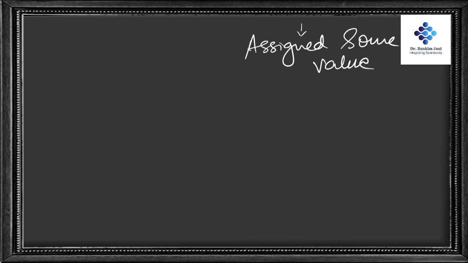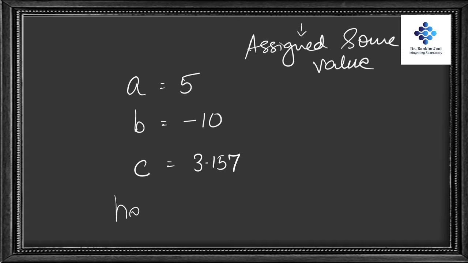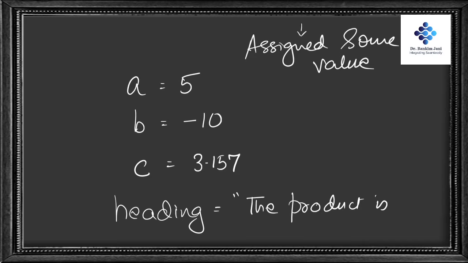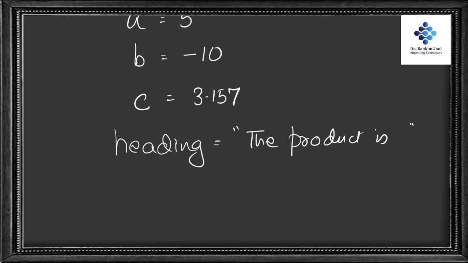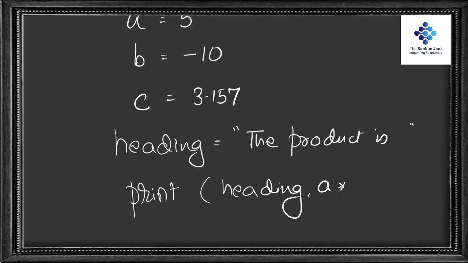If I say that A is equal to 5, B is equal to -10, C is equal to 3.157, and then we say heading is equal to "the product is", and then finally we say print heading, A into B.